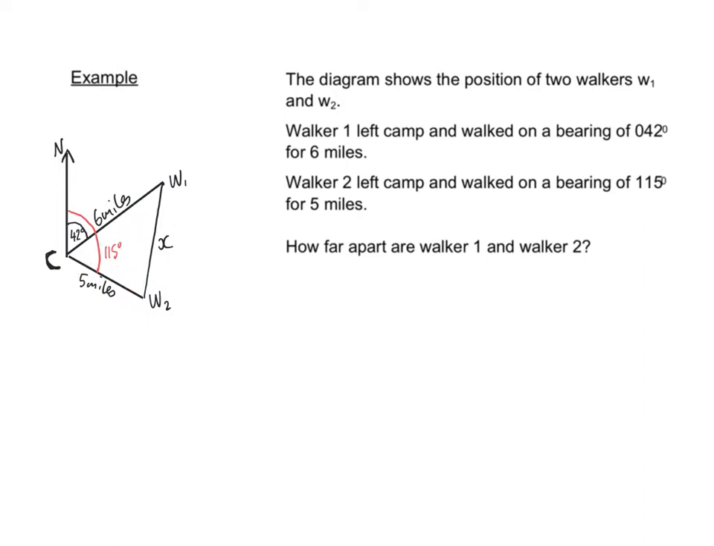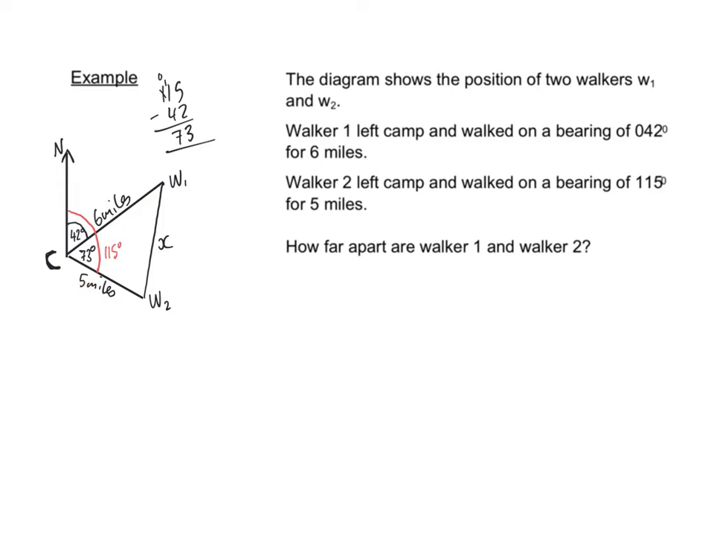So if the bearing from here to here is 042, so this angle is 42, and this angle is 115, then I should be able to work out this angle as being the difference between 115 and 42. So I can calculate that, 115 take away 42, remember you'll have a calculator for this. We end up with 73 degrees there, which I can put in here.